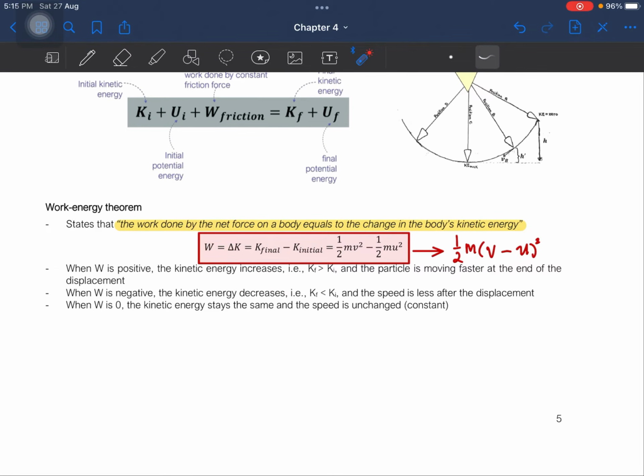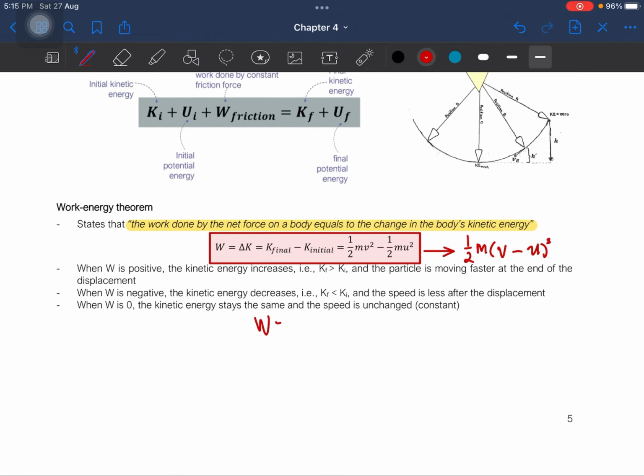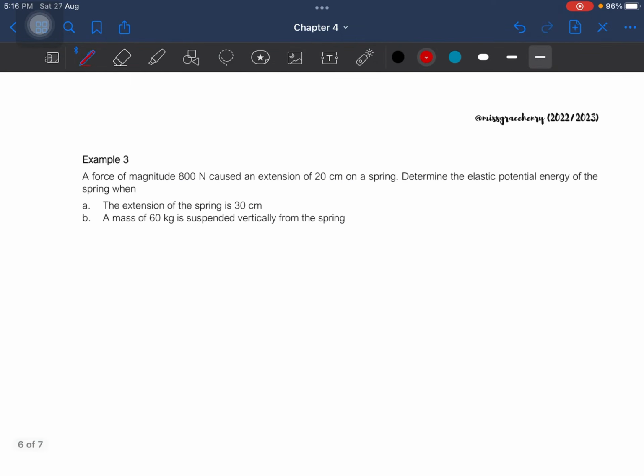Oh, ni ba? Usually student will write work equal to delta K. Itu work energy theorem. Yang ini apa ya? Kamu tahu juga apa the equation, right? What is the formula for kinetic energy?